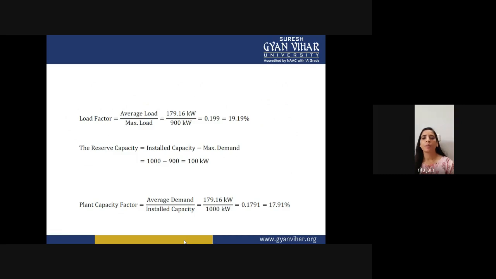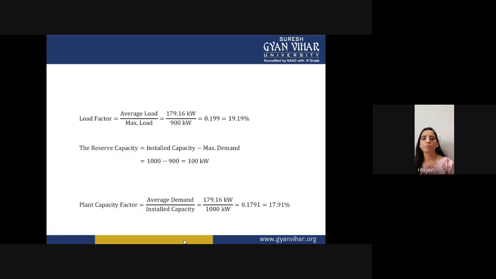Okay, and the maximum demand is 900 kilowatt. So 1 megawatt can be converted into 1000 kilowatt, minus 900 kilowatt, which is 100 kilowatt. So the reserve capacity is equal to installed capacity minus maximum demand. Suppose your installed capacity and maximum demand are the same, then there will be no reserve capacity. Is it clear?